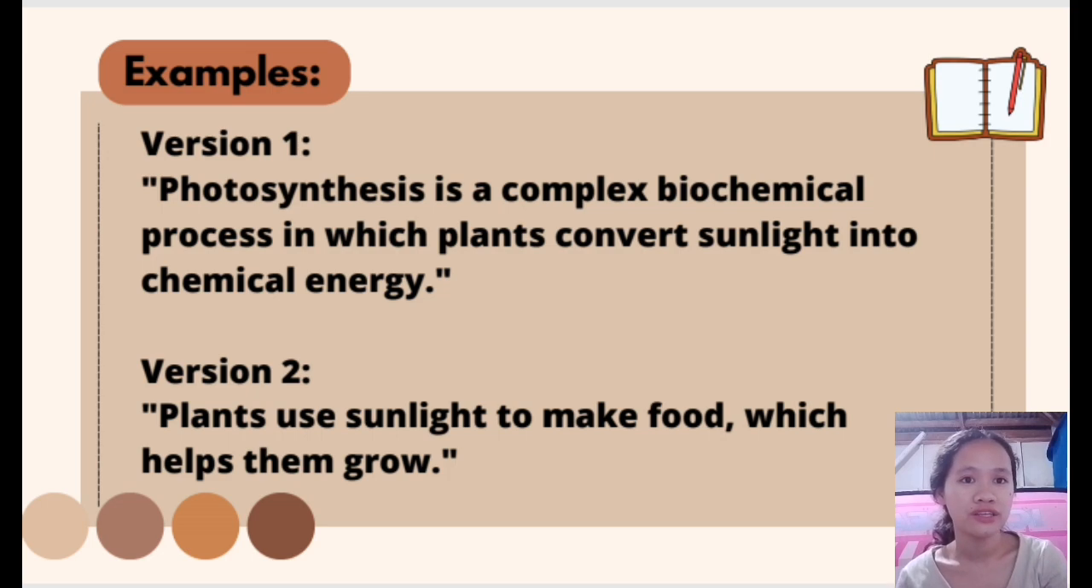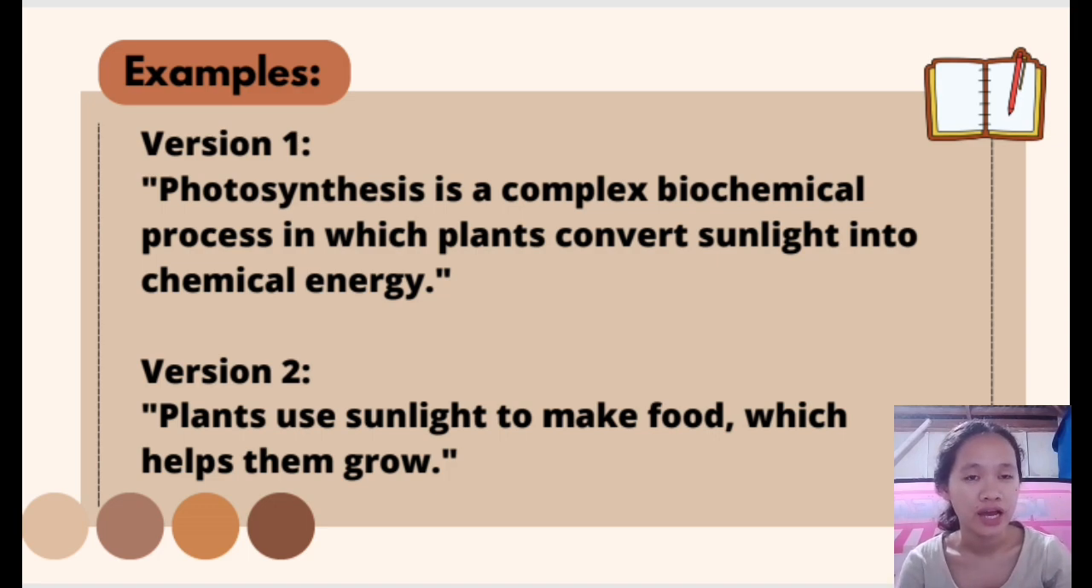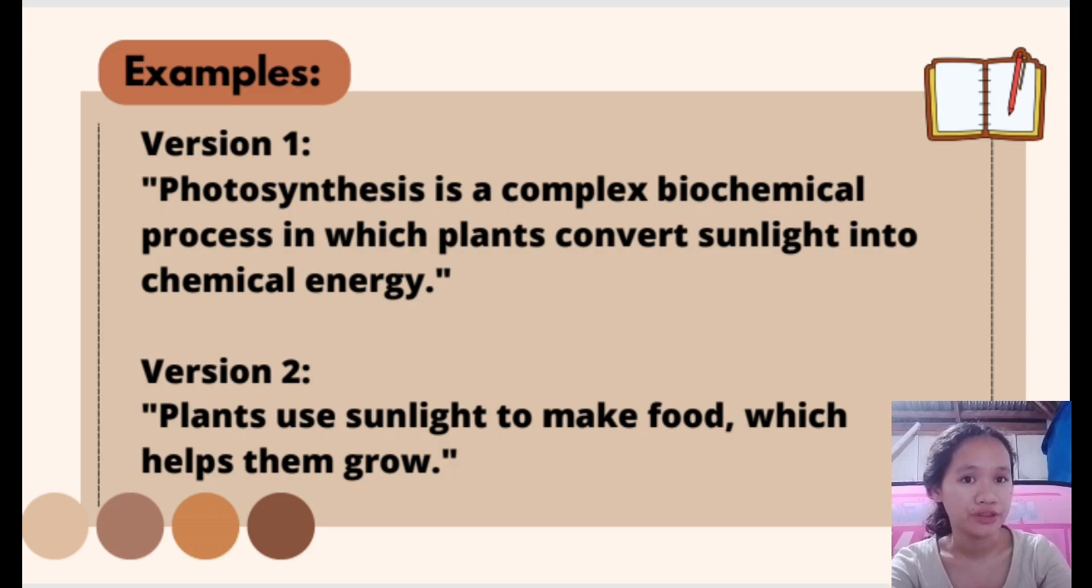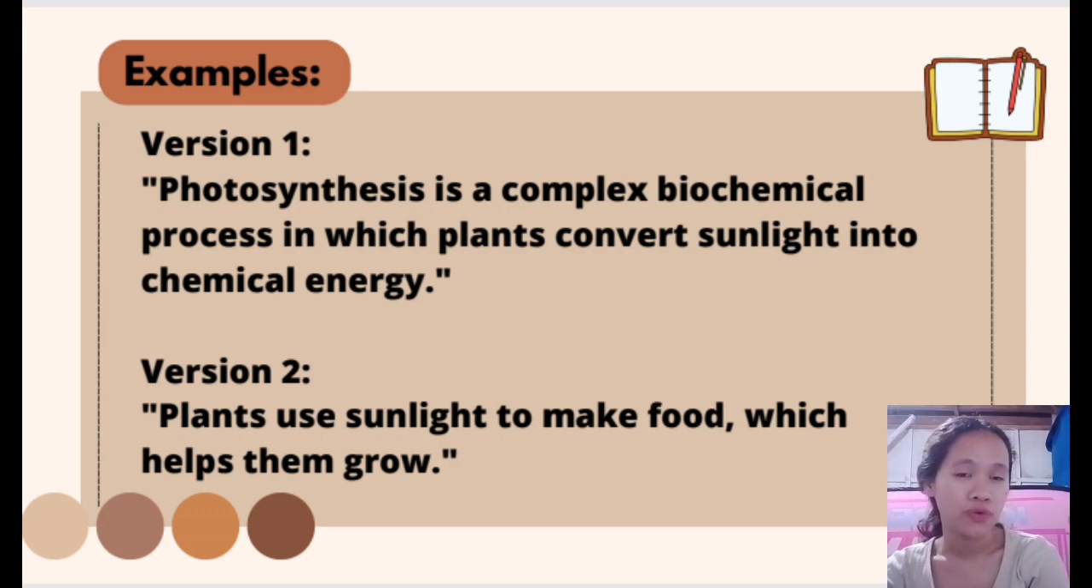So at this juncture, let us take a look at these two examples and compare them. Let us read all together. For version 1, we have: photosynthesis is a complex biochemical process in which plants convert sunlight into chemical energy. Now let's take a look at version number 2: plants use sunlight to make food, which helps them grow. So what do you notice? Yes, very good. As you can see, version 1 uses much more complex words, whereas version number 2 uses simple or much more understandable words.